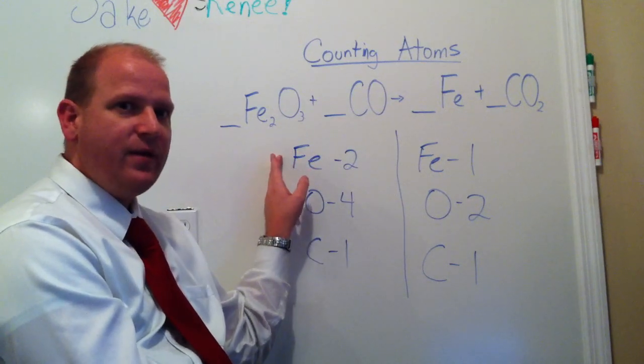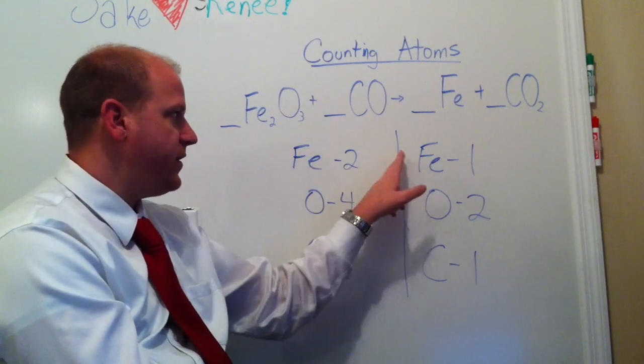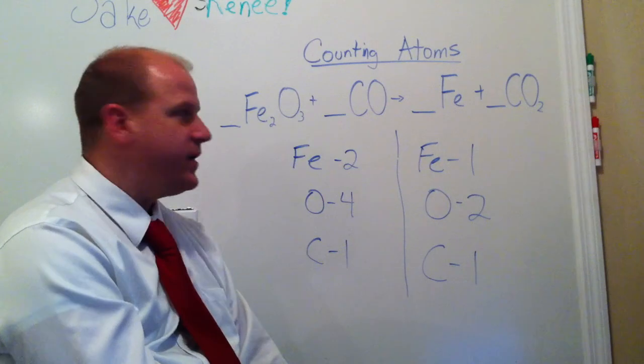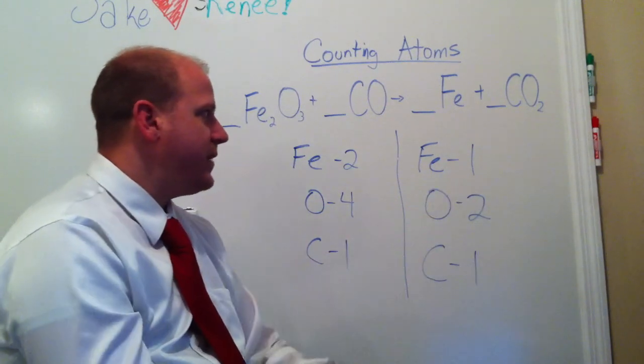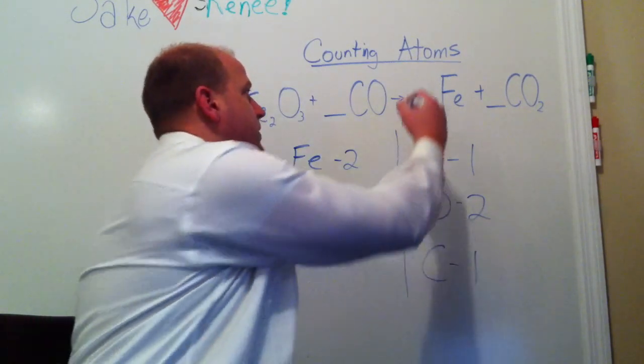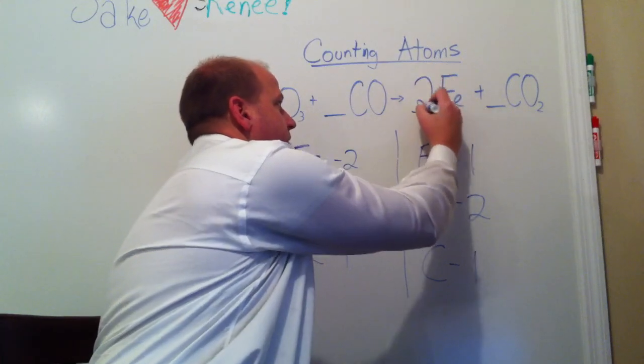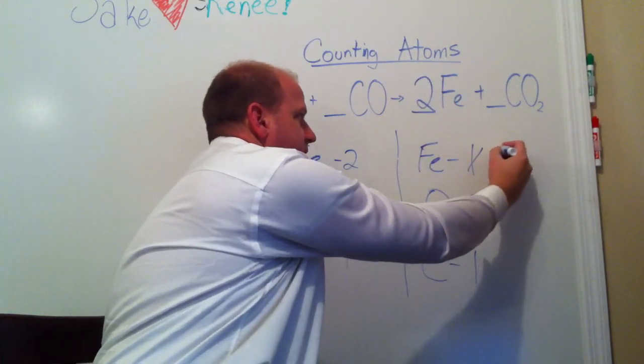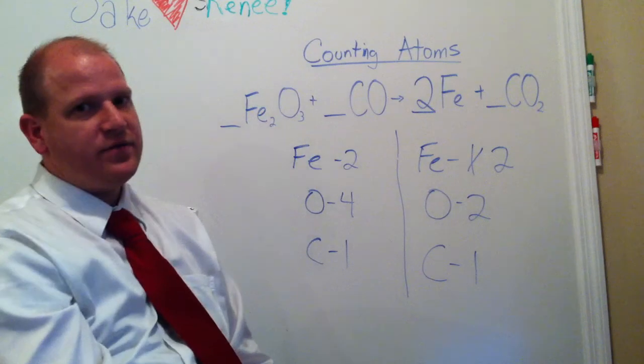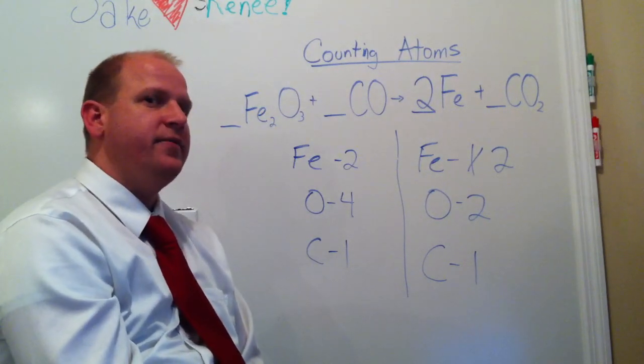So on our reactant side we have 2 molecules of iron, and on our product side we have 1. So what do we need to multiply that 1 by to get 2? We multiply it by 2. So I put the 2 right there. Whenever I do that, I cross out the 1 and I put 2, so that I show that I have 2 molecules of iron.